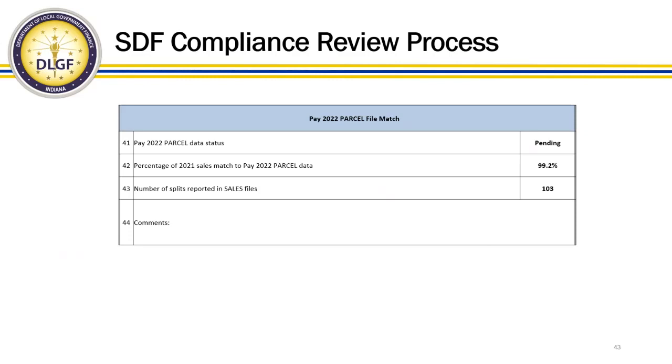So we do account for splits in your sales data. After we factor in the number of splits and then look at the remaining matches, that should get us pretty darn close to 100%. And our goal for line 42 is to have that value be as close to 100% as possible. 99.2% is a pretty good match there when doing the parcel file match.